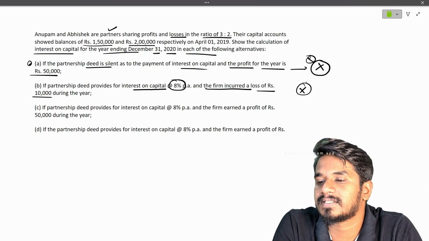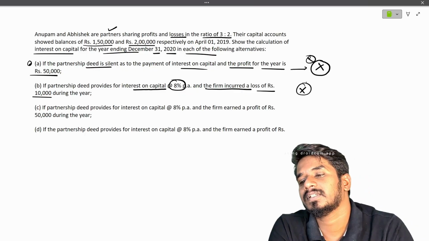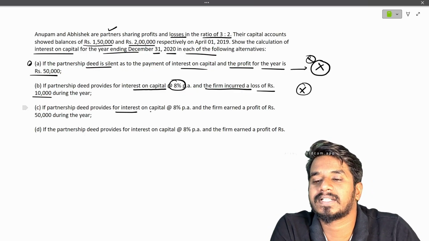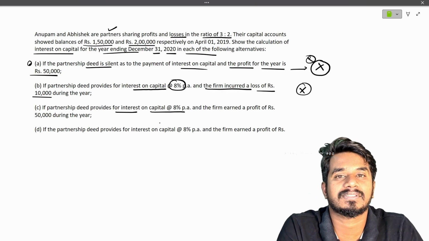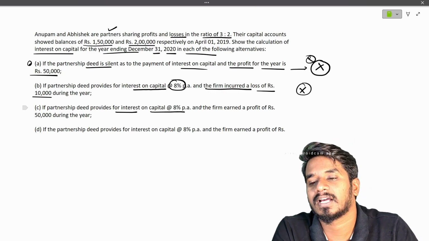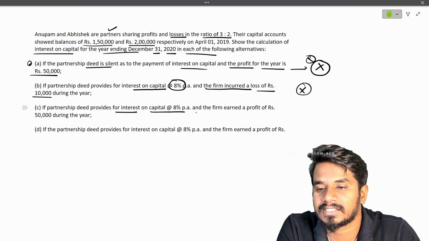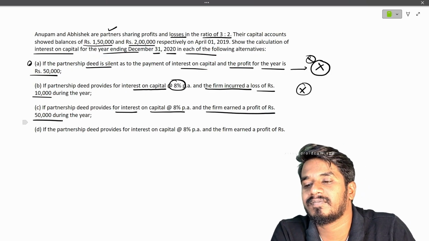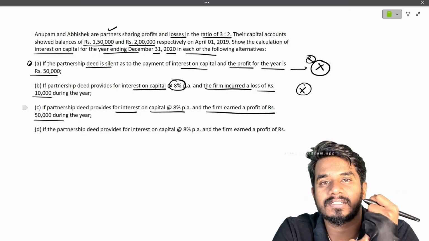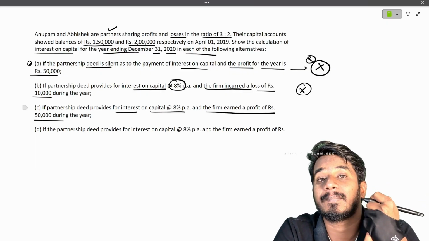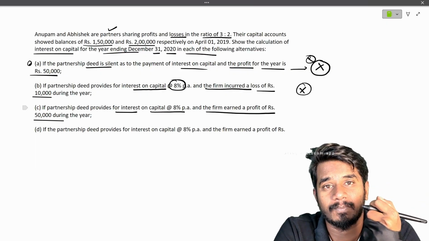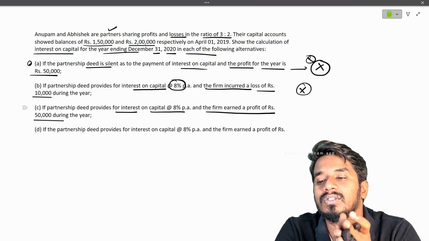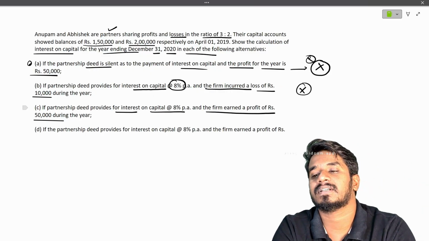Let us see the third one. If the partnership deed provides for interest on capital at 8% per annum, so the agreement is specifying the interest rate, and the firm earned a profit of rupees 50,000. In the agreement they have mentioned it, and the firm also has the profit. So in this case we need to calculate the interest on capital. Let us see how much it comes out.